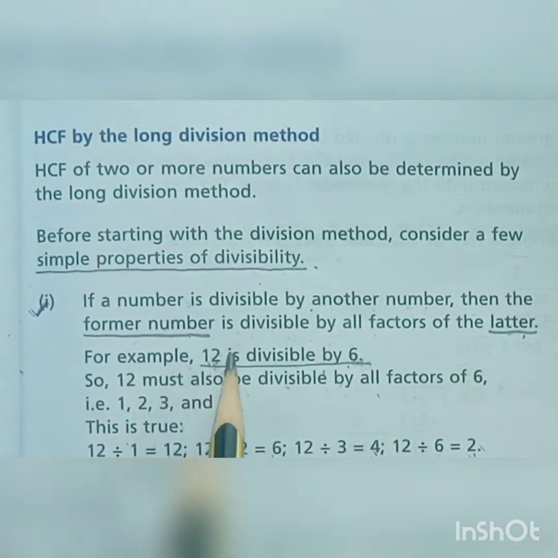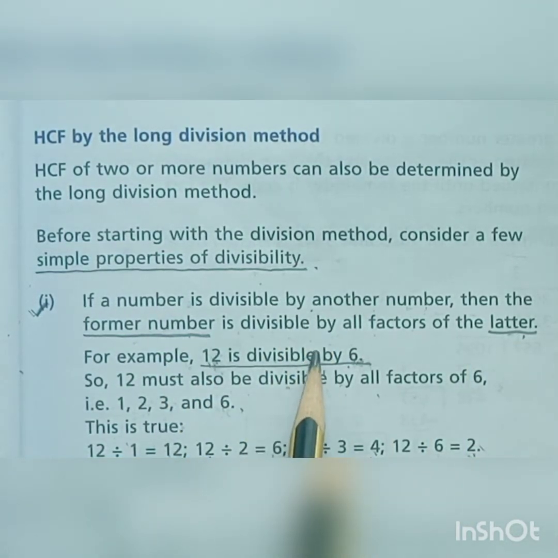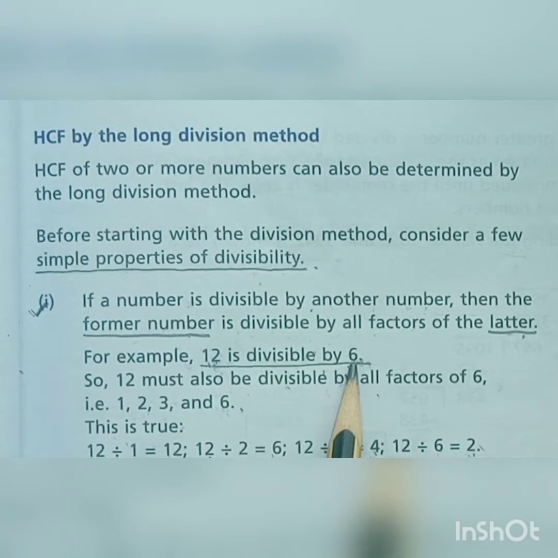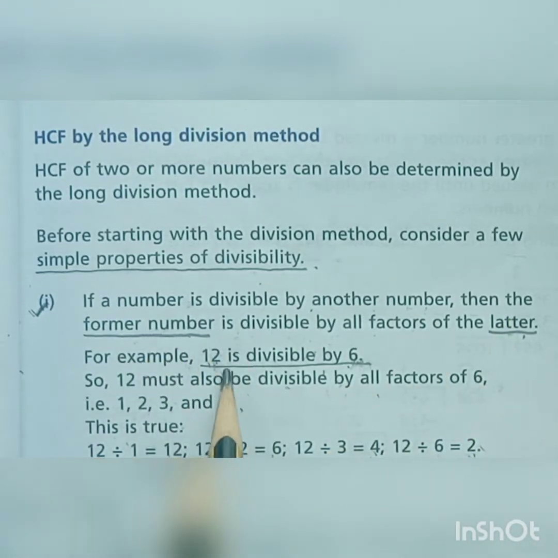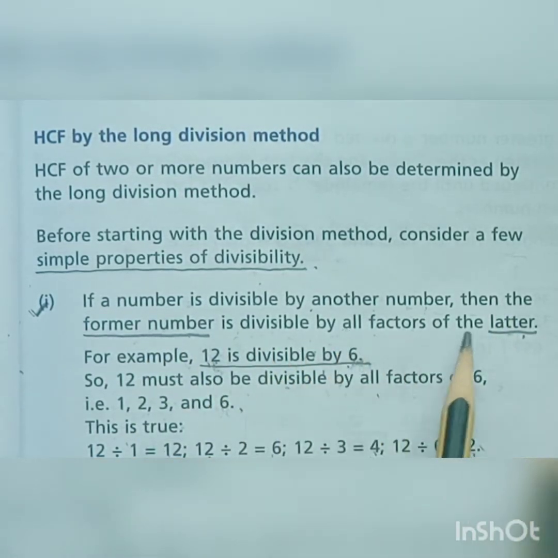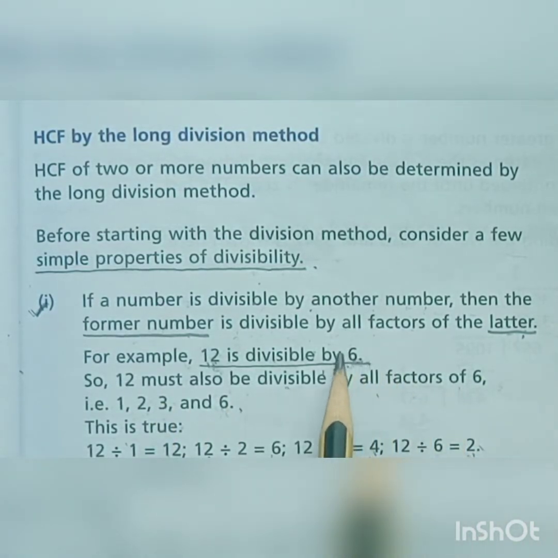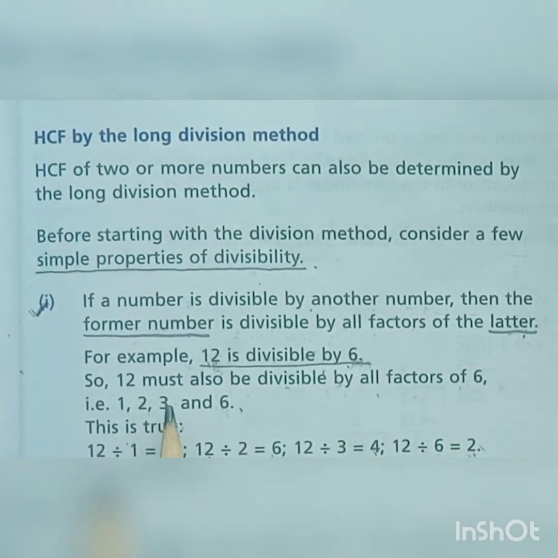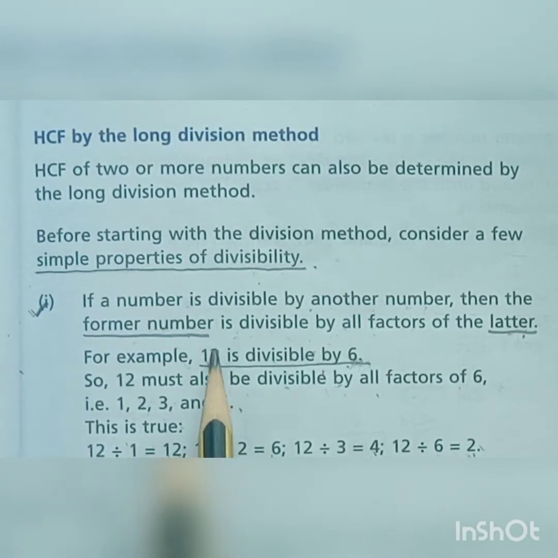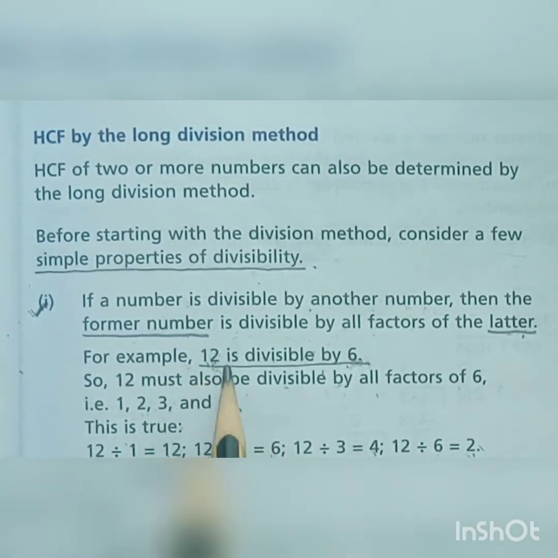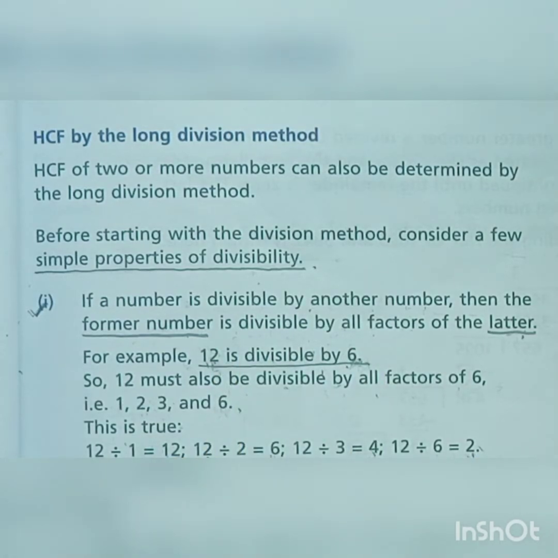Here is an example. Relate the example with the statement: 12 is divisible by 6. Then the former number, 12, is divisible by all the factors of the latter number, 6. So 12 must also be divisible by all the factors of 6. Here the factors of 6 are 1, 2, 3 and 6. 12 divided by 1 is equal to 12. 12 divided by 2 is equal to 6. 12 divided by 3 is equal to 4. 12 divided by 6 is equal to 2. So this statement is true for the first property.